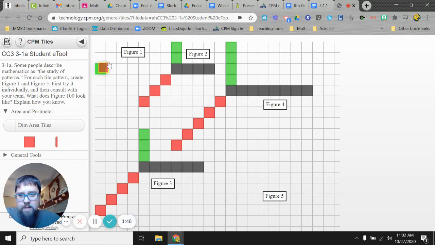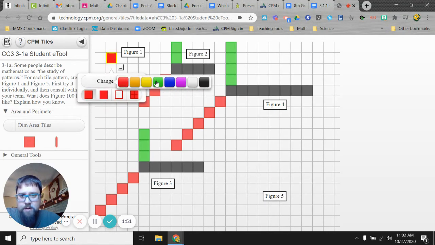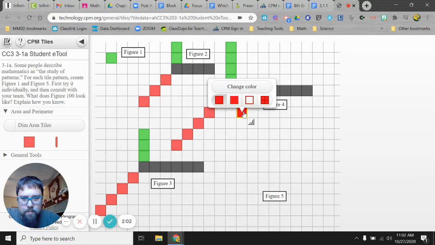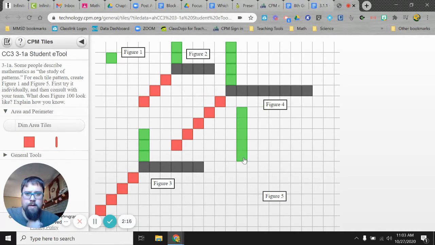number of tiles. So I could start to build some of my other figures, and I'll just change the color here. And then also we could start with the green portion on figure 5. So we'll start there. Hopefully that's 5. 1, 2, 3, 4, 5. Remember the green portion should just be whatever the figure number is. So that's pretty easy.